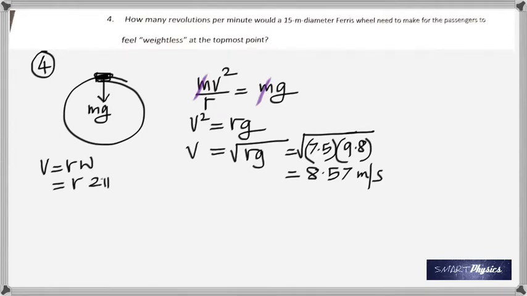But the question is asking us for the number of revolutions per minute. So from this equation, like in the last problem, we find the frequency. Now frequency is the number of revolutions in a second. So let's find that.